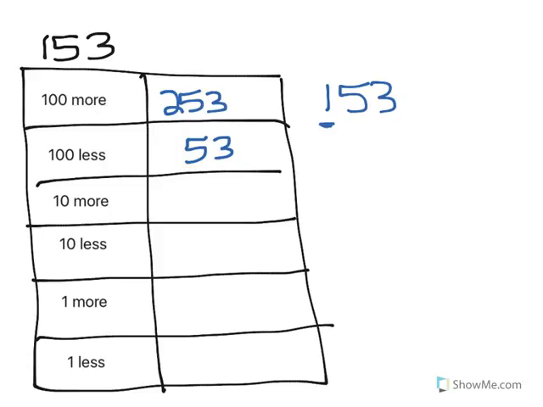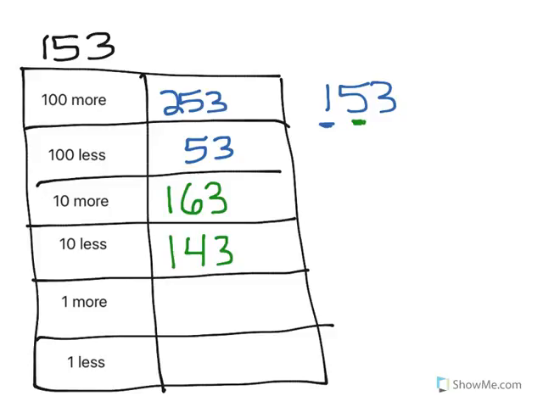For 10 more than 153, we're now looking at the tens place. So we're doing 10 more than 50. 10 more than 50 is 60. So that means 10 more than 153 is 163. Then we're looking at the tens place again for 10 less. 10 less than 50, because 50 is in our tens place, is 40. So 10 less than 153 is 143.